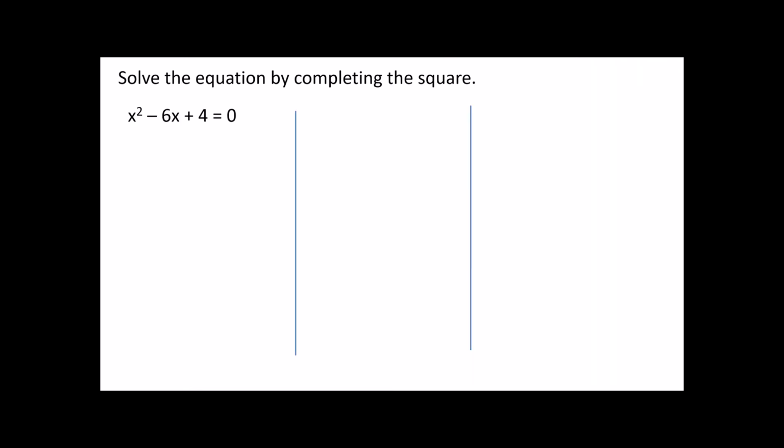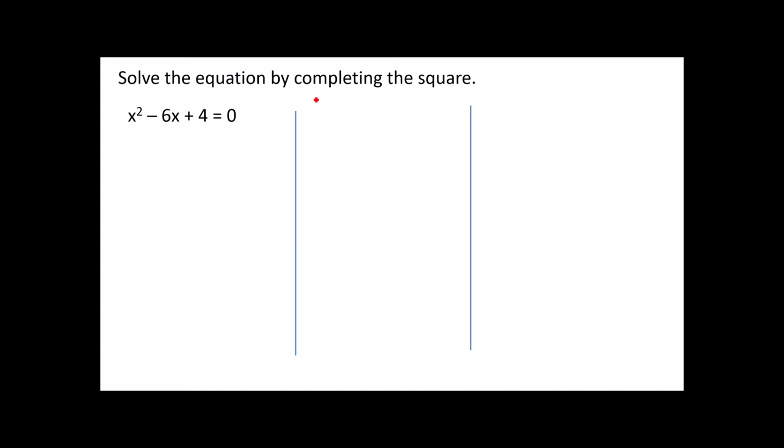Well, suppose I ask you to solve this, x squared minus 6x plus 4. Now, when I look at it, the first thing I'm doing is checking to see if this is a trinomial squares pattern already. Because if it is, I could just write it as a binomial squared and use square roots like we did in the previous video. Unfortunately for us, this is not already a trinomial squares.